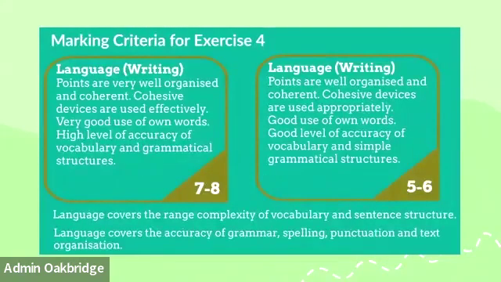The next part is the language. They will also check your language. This is where it's important. You will only receive 7 to 8 if your points are very well organized and coherent, cohesive devices are used effectively, very good use of own words, and a high level of accuracy in vocabulary and grammatical structure. So the range and complexity of vocabulary and sentence structure is important for you to achieve the high score for your language. But if your points are just well organized and coherent, you have a good choice of own words and also a very good level of accuracy of vocabulary and simple sentence structure, then you will receive 5 to 6. Remember this.